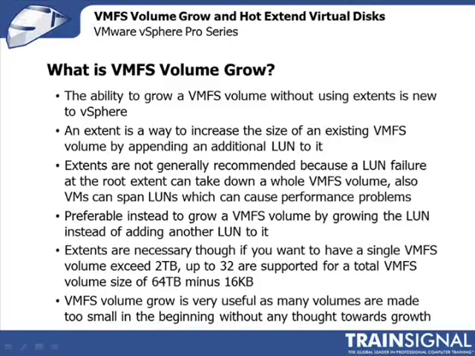In vSphere, you can now grow a VMFS volume up to the 2 TB LUN size limit without using extents, simply by increasing the LUN size on your storage array. Extents can still be used though if you wish to grow a VMFS volume larger than the 2 TB limit of a single LUN. Up to 32 extents are supported for a total maximum VMFS volume size of 64 TB minus 16 KB. VMFS volume grow is very useful as many volumes are made too small in the beginning without any thought towards growth, and you may frequently find out later that you need more space on your VMFS volumes.